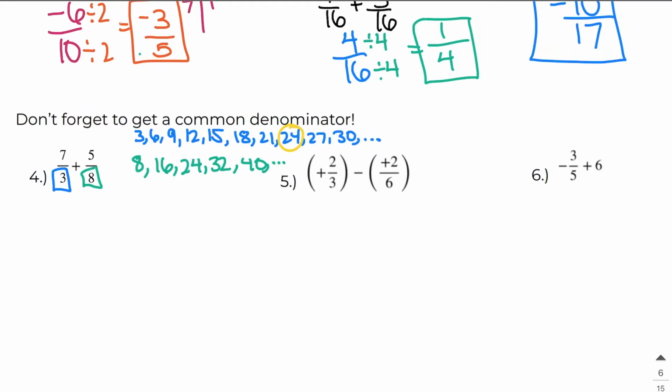That number is 24. So this 24 right here is going to be 8 times 3. So I've got 8 times 3 here. That's how I get that number. And then this number right here is also 8 times 3.